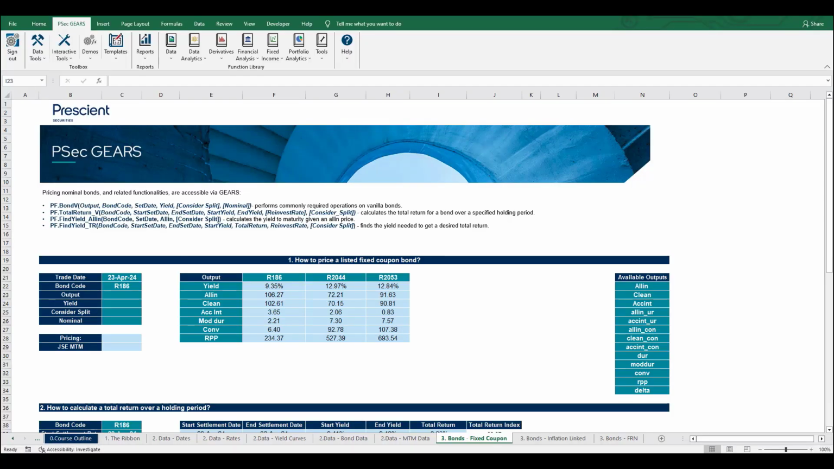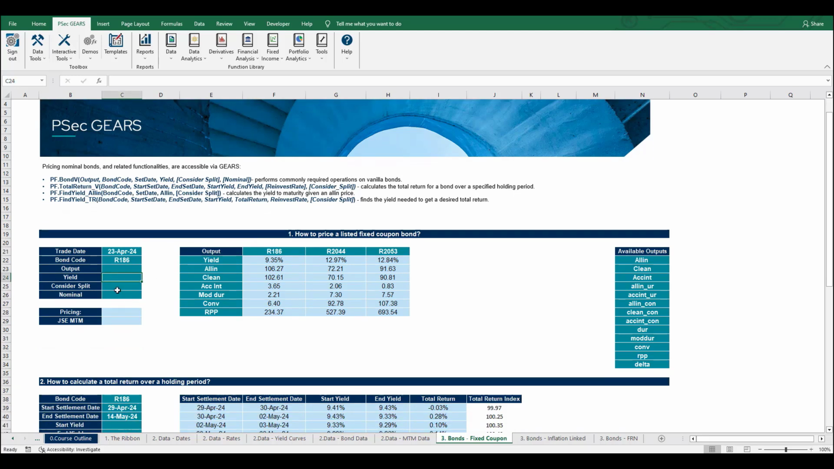Hi, and welcome to this video on how to use PSec GEARS for fixed income analysis in the South African financial markets. In today's video, we're going to be talking about pricing nominal bonds and some related functionalities. So the relevant functions are listed here. You're welcome to pause your video to just have a read, but we're going to go straight into the first thing, and that is, how does one price a listed fixed coupon bond?